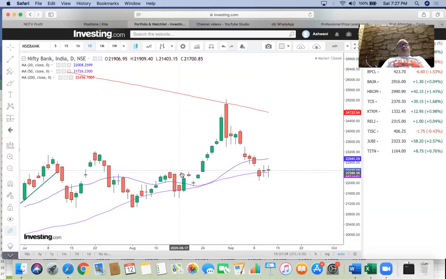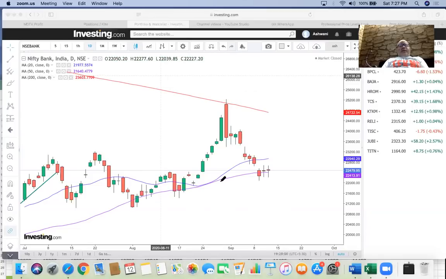Okay, so what we are looking for is, because Bank Nifty has reached some kind of a strong support zone, I think we should see at some point a trap being laid out somewhere around this zone. Understand this: the high belongs to the seller, the low belongs to the buyer.